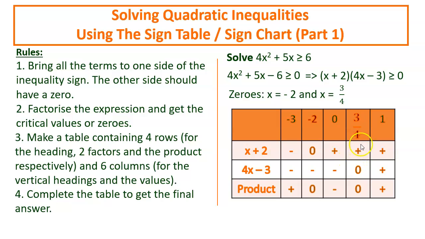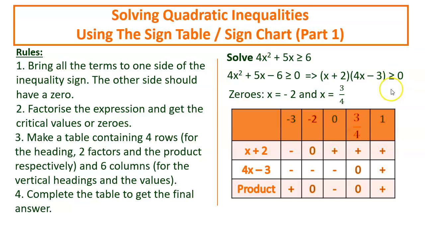And now we are interested in getting the regions which are giving us a positive product. And we know the zeros. So we are interested in this minus 3 column, this minus 2 column, this 3 over 4 column, and this 1 column. Minus 3 is not just a particular number. It represents all values of x less than minus 2. And this 1 is representing all values which are more than 3 over 4. Okay, and of course the minus 2 and 3 over 4, these two values are also included because of this equality sign.